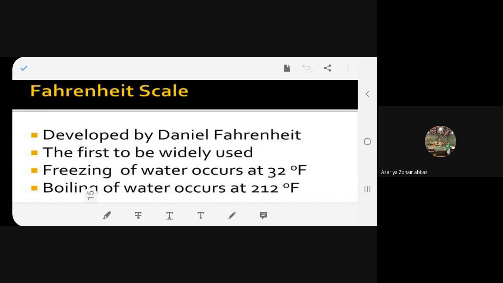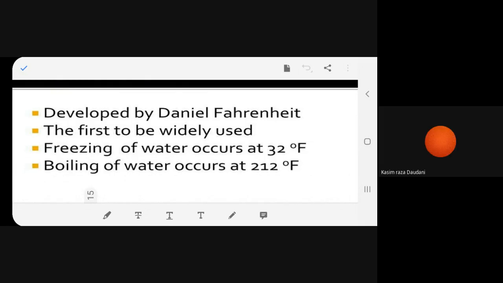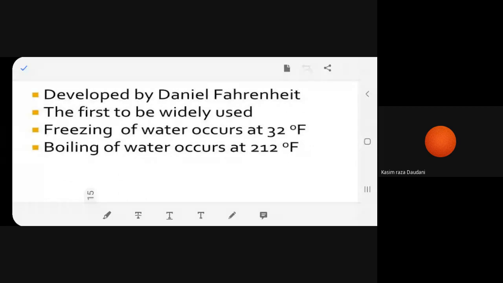Fahrenheit scale developed by Daniel Fahrenheit, the first to be widely used. Freezing of water occurs at 32 degrees Fahrenheit. Boiling of water occurs at 212 degrees Fahrenheit.